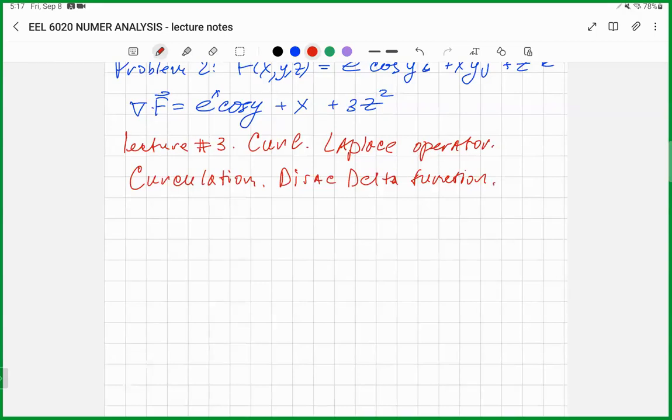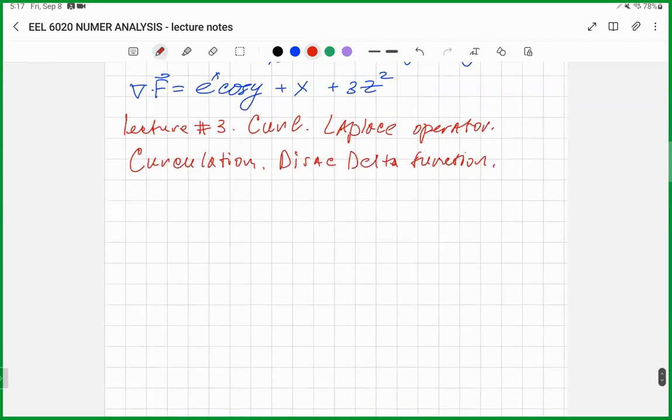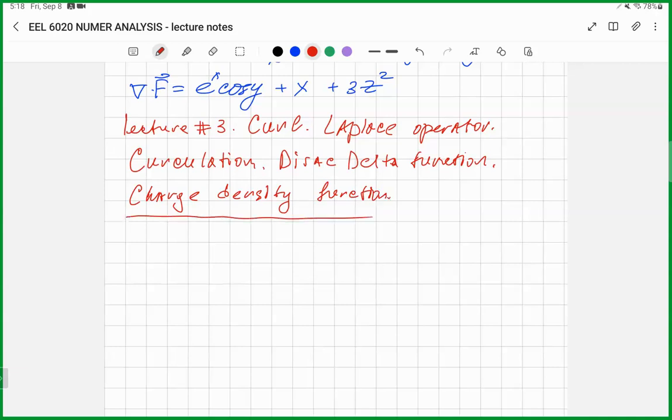Dirac delta function, and as a first thing from electrodynamics, we will touch upon the concept of charge density function.